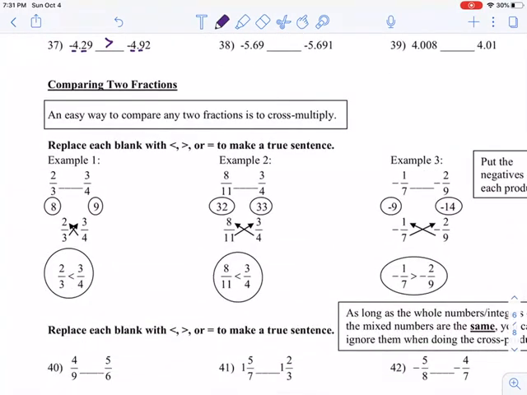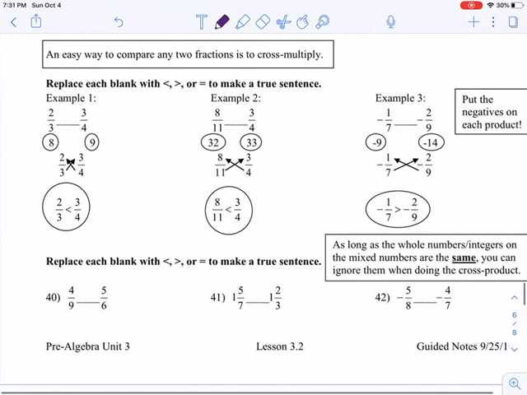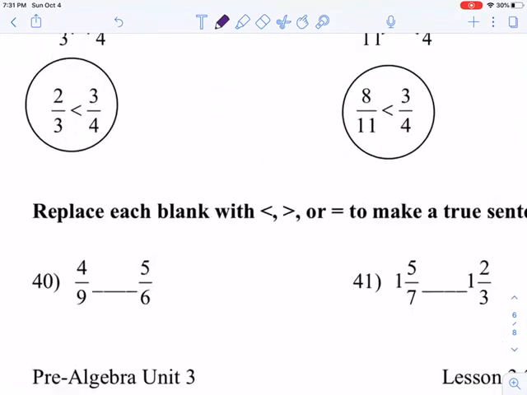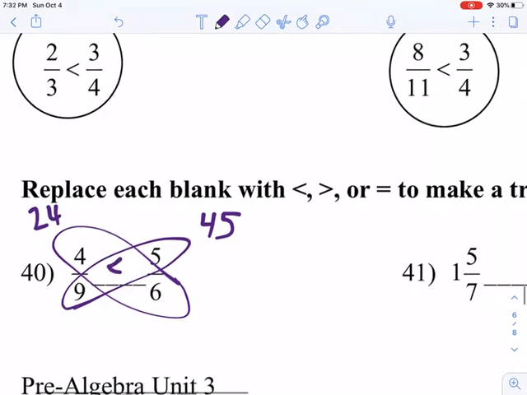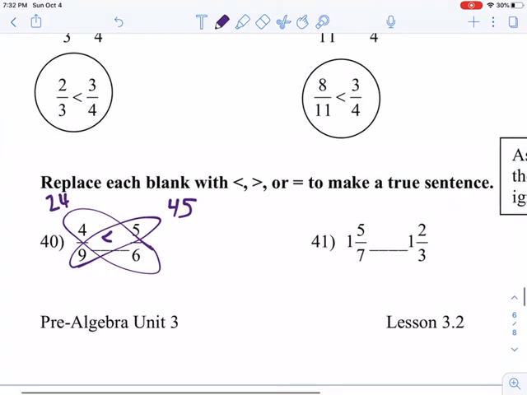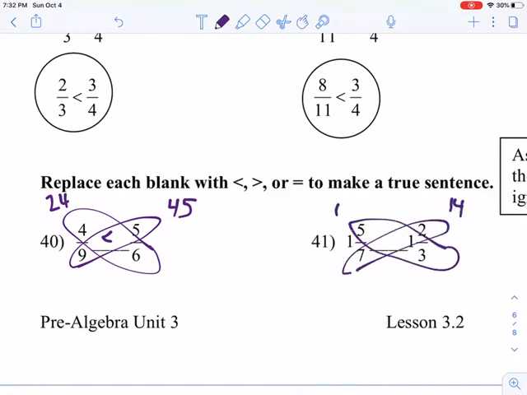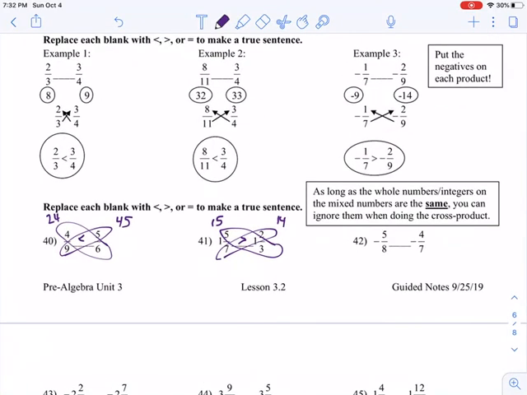All right, I talked about this as well. You can use your cross products to quickly compare 2 fractions. So that would be 45. That would be 24, which means 45 is greater. So 5/6 is greater than 4/9. If you are using mixed numbers and the whole numbers are the same, just ignore those and do the fraction. So that would be 14, that'd be 15, which means 1 and 5/7 is greater.